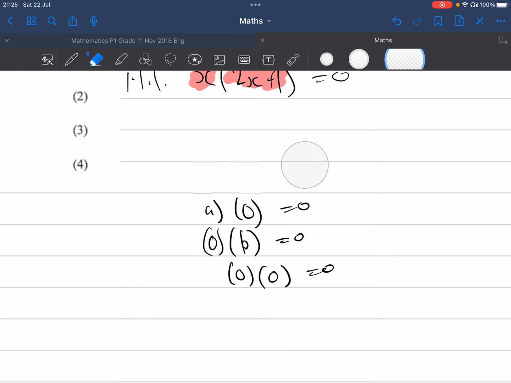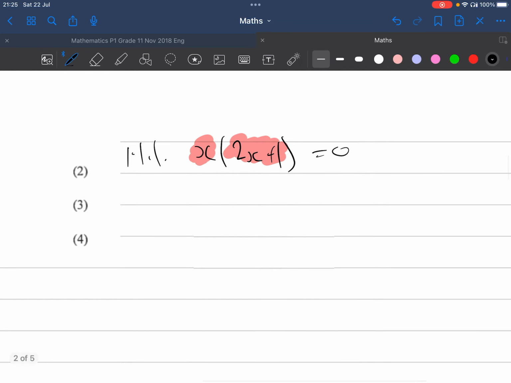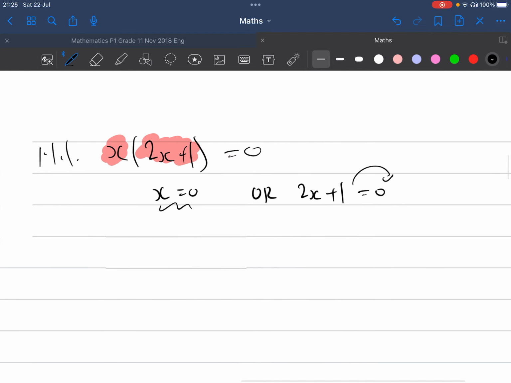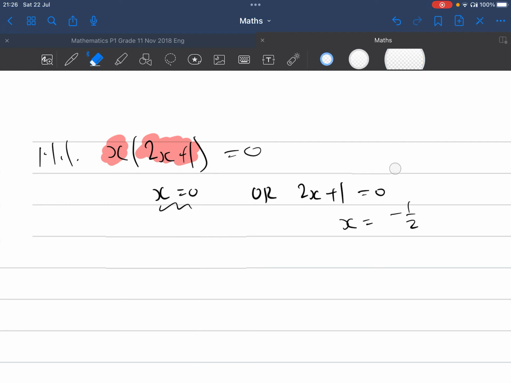So that means that either one of these factors has to equal 0. So I'm going to say x equals 0 or 2x plus 1 equals 0. This is already solved, and on this side we just bring the 1 to the other side and divide by 2. So we'll say x is equal to minus half. So that's our two answers.